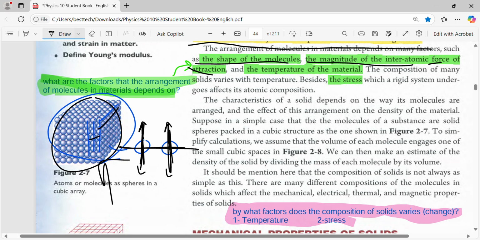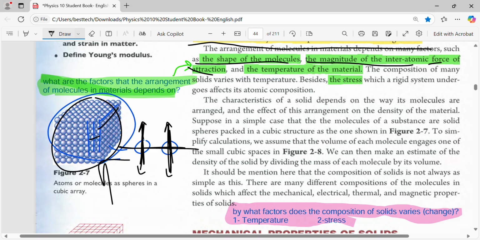Guys, we study the type of force, attraction and repulsion. The attraction force between the molecules affects the structure too, because what is the magnitude of the force between the molecules? Is it large? Is it small? What is the type? So of course, this force can affect the structure too.